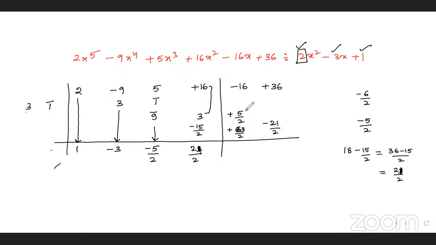Now we have to solve these two things. Let me write here. When it is exactly divisible by the divisor, then there is no problem. Okay. Minus 16 plus 5 by 2 plus 63 by 2, so that is minus 32 plus 5 plus 63 by 2.